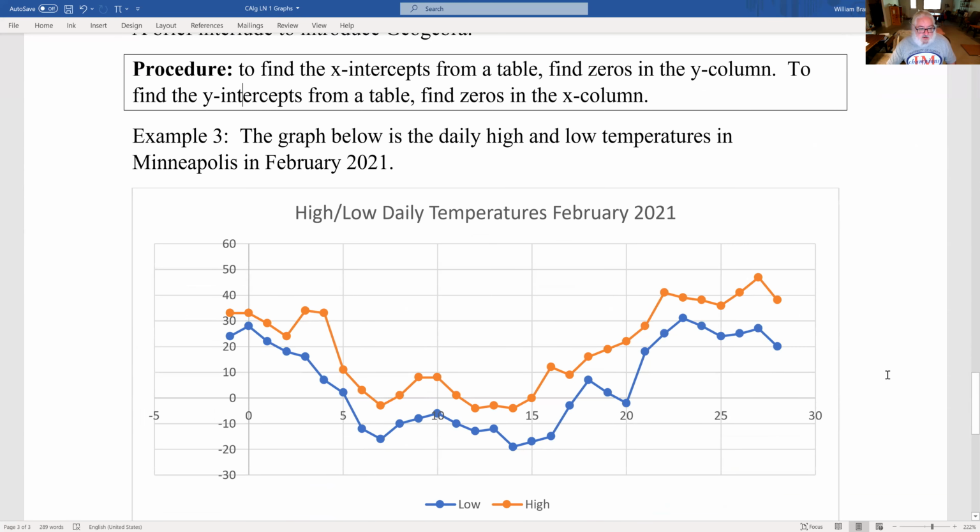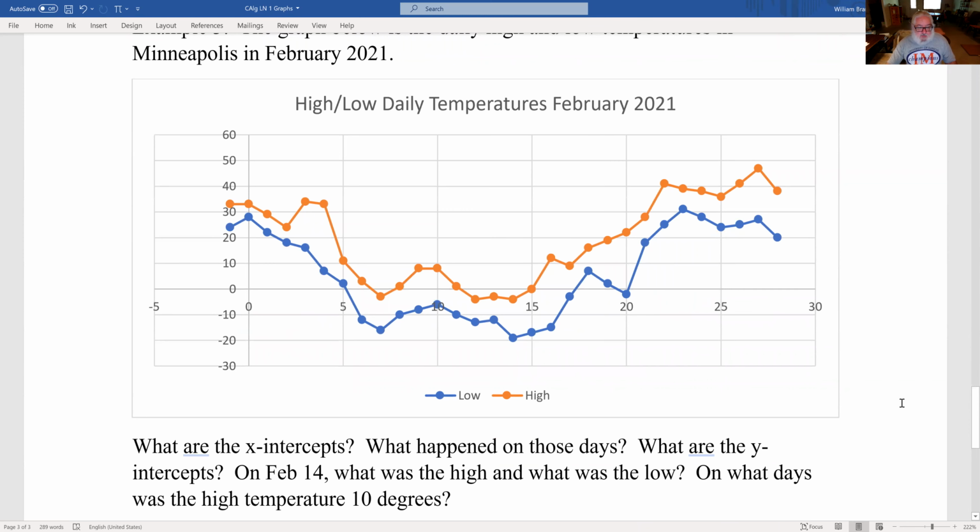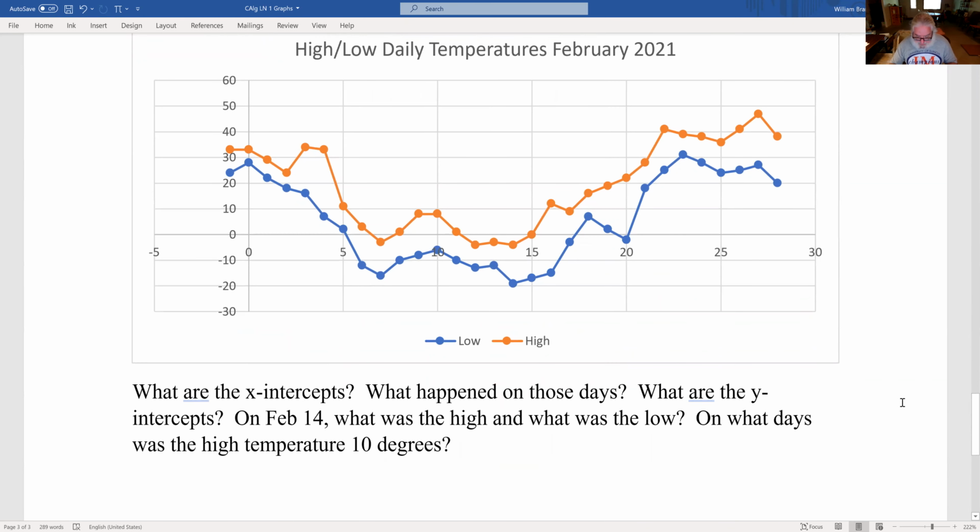Finally, how do we read a graph? So here's the daily high and low temperatures in Minneapolis, February 2021. And we want to be able to read this graph. So where are x-intercepts? X-intercepts are where the graph touches the x-axis. So for the high, you've got an x-intercept here and here. And we'll have an x-intercept here and there, and then no other time.